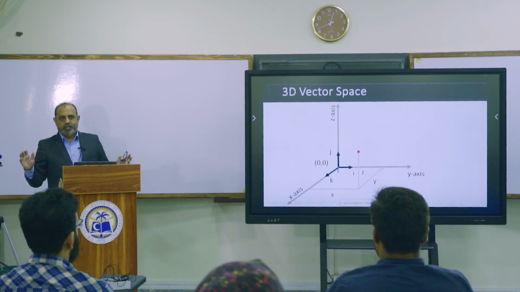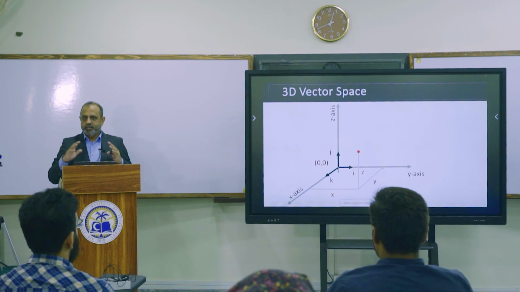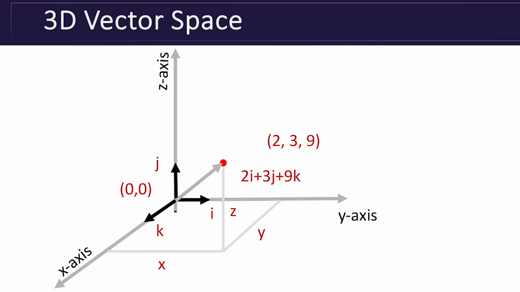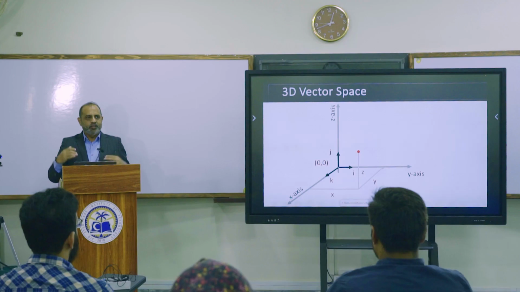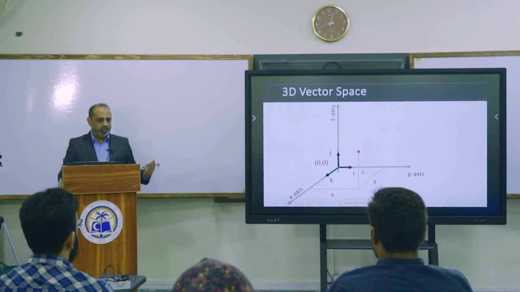So there may be a problem where you require 3D, three dimensions, where your features are not height and weight, but you have a problem where you have to have three features. So then your space is a three-dimensional space. So you have an I and a J and a K, an X-axis, a Y-axis, and a Z-axis, and you are a point in this space. As an object, you are a point in this space.